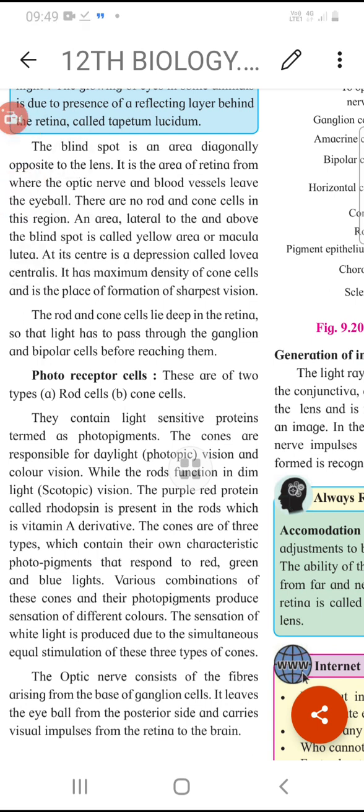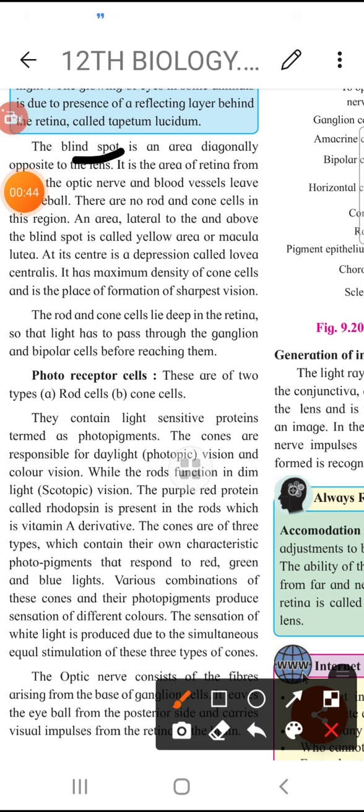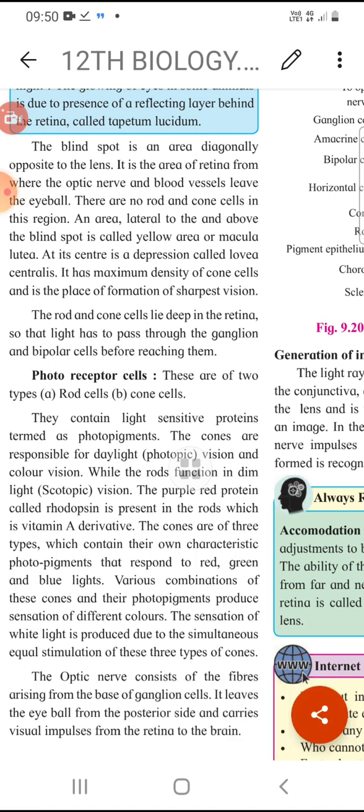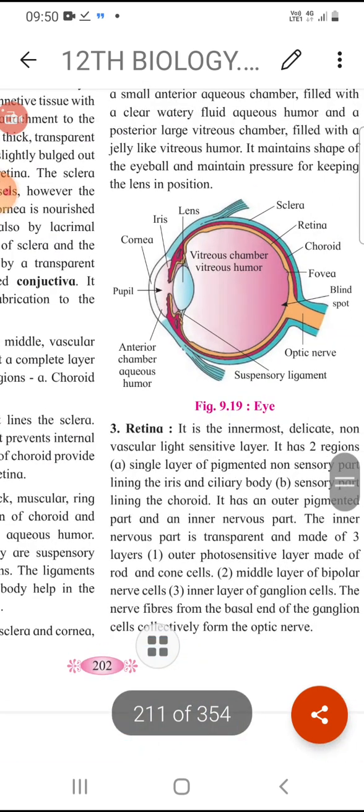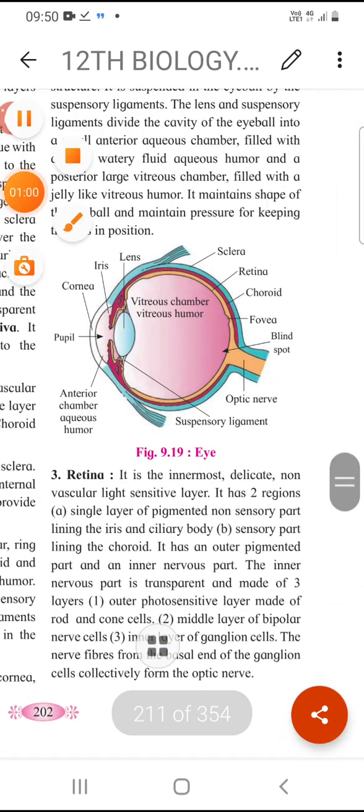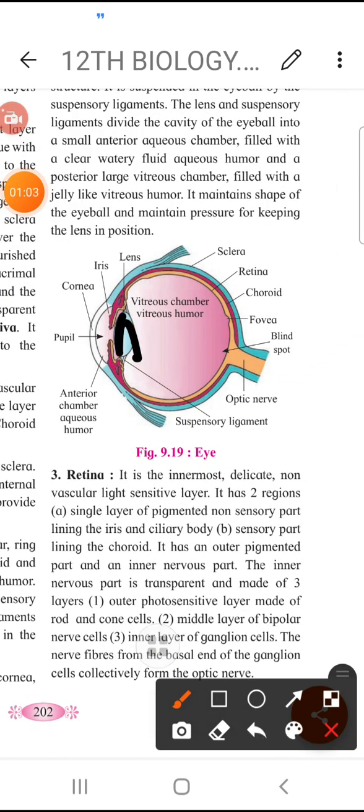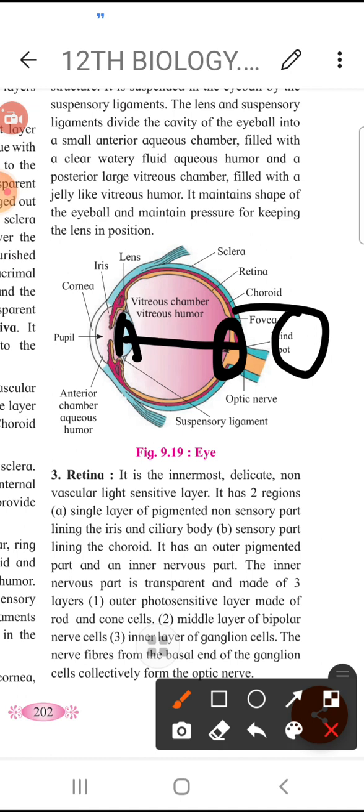First labeling, important one, blind spot. Now what is this blind spot? Where is it located? If you just read it, blind spot is an area diagonally opposite to the lens. मतलब अगर आप इस डायग्राम में देखोगे, ये लेंस है, तो लेंस के अपोजिट जो रीजन है, इस रीजन को बोलेंगे ब्लाइंड स्पॉट.